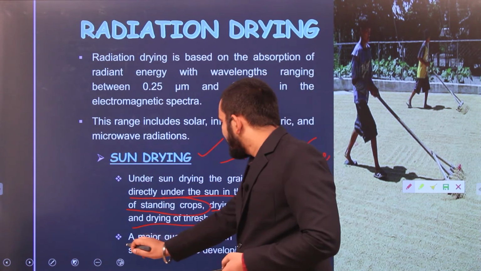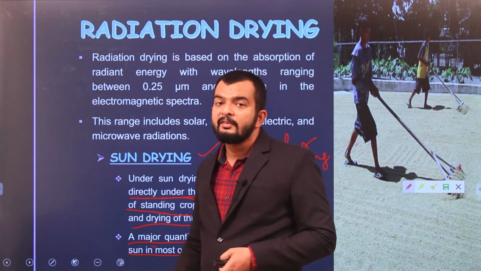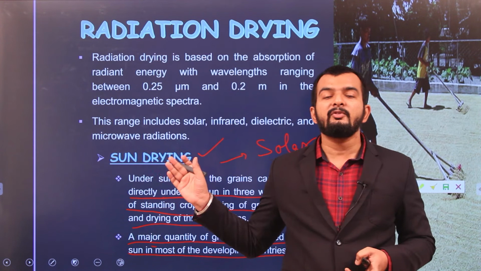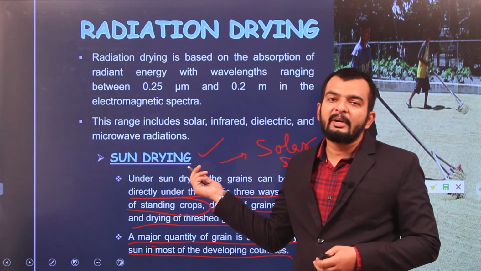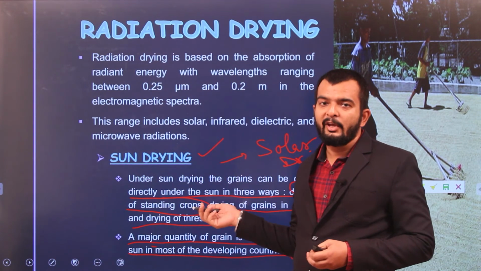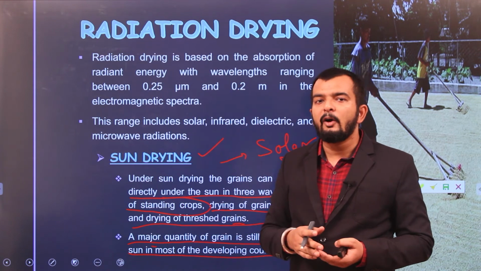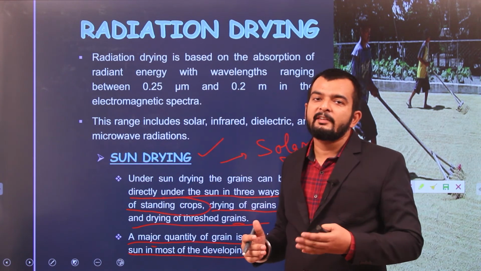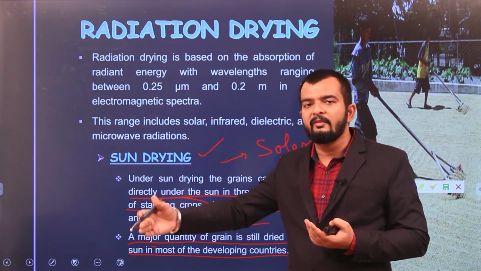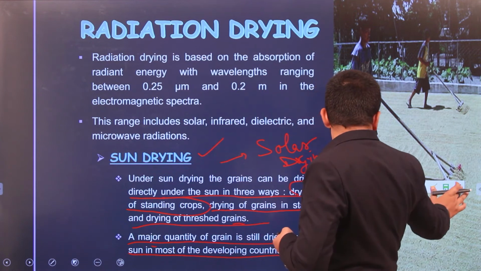A major quantity of grains is still dried by sun in most of the developing countries, since this is the most economical method, so it is the most preferred method of drying. You harvest the grains, and then lay them out in the open sun to dry. Plus, the natural air blowing over it will serve as a medium for removal of moisture.